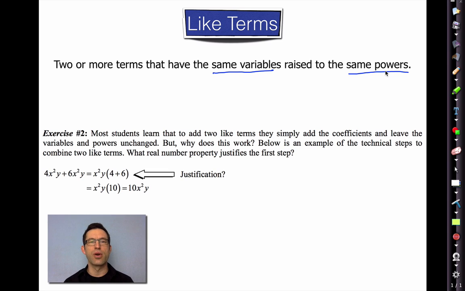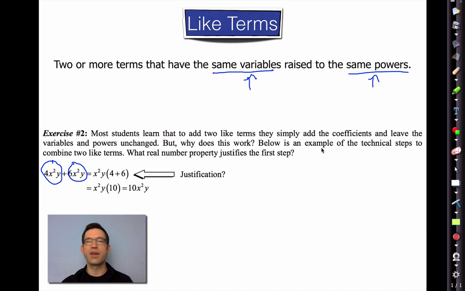It says most students learn that to add two like terms, they simply add the coefficients and leave the variables and powers unchanged. So take a look just real quick before we finish reading the rest of the text. These two are like terms. They both have x and y in them. They both have x to the second and y to the first. So they're like terms, same variables, same powers. And to combine them, we simply say, oh, I got 4, 6, so I have 10 of them. But why does it work?